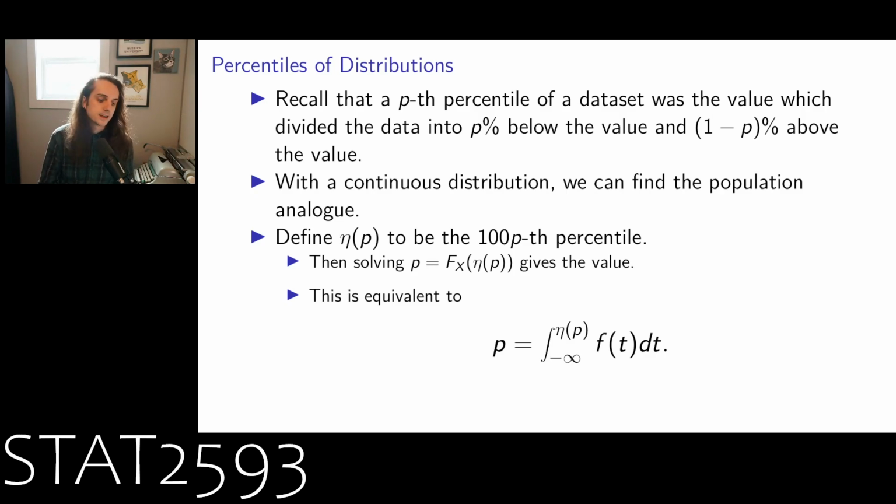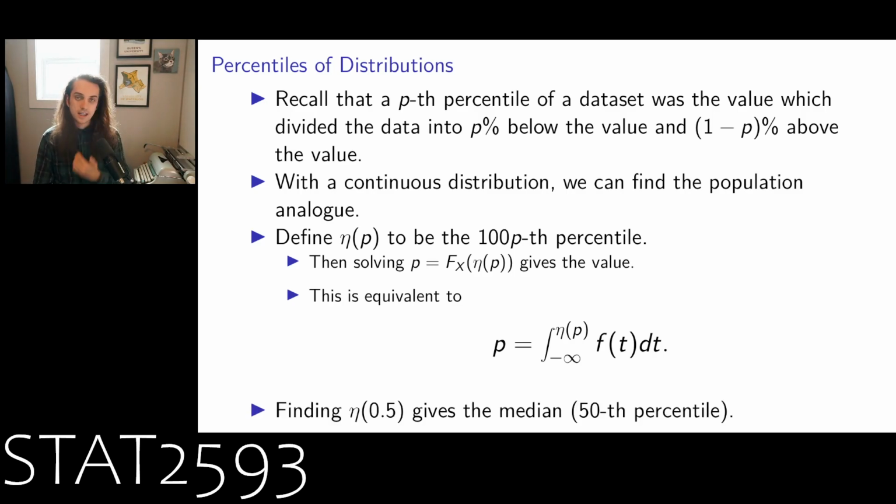This is the same thing as integrating from negative infinity up to eta of p of our density function, right? We could use this to start actually solving for the different percentiles. It involves inverting our CDF function. So if we were to find eta of 0.5, then we get the median. The median is also known as the 50th percentile.